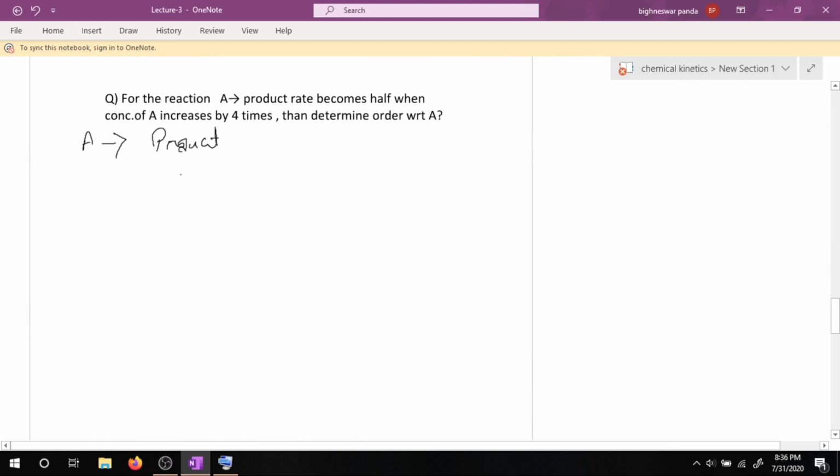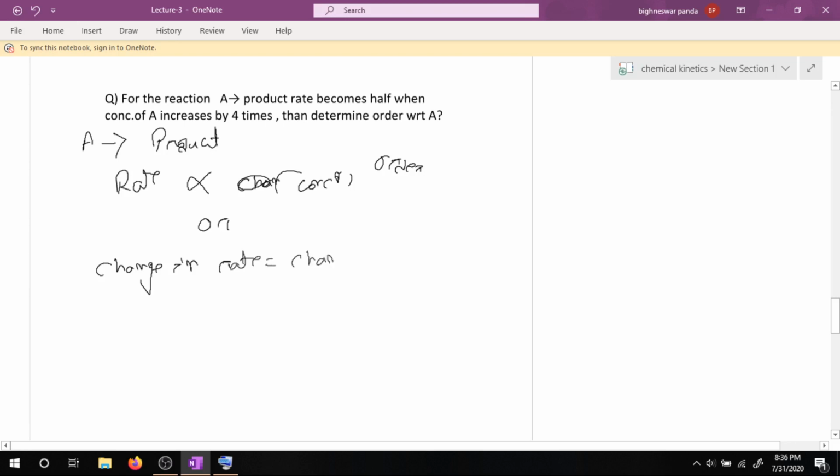We have a shortcut. I have already told you, rate is directly proportional to concentration power order, or change in rate is equal to change in concentration power order.